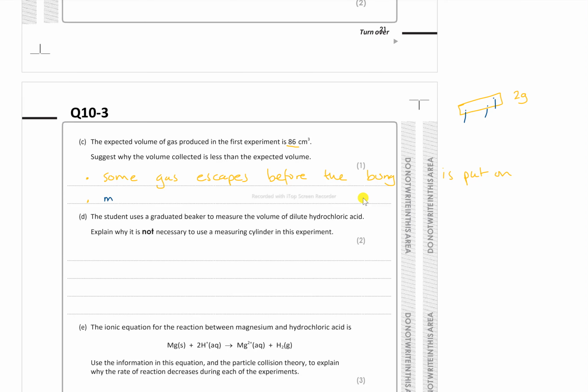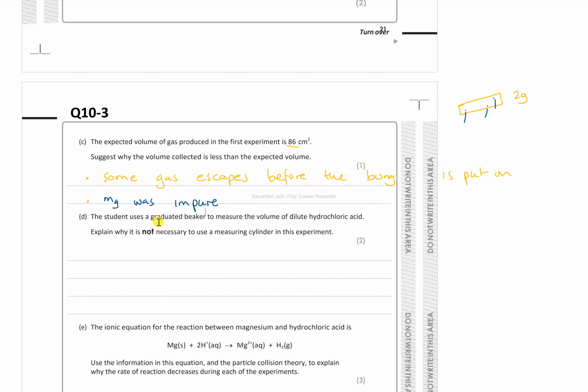So the magnesium was impure, right? So we might have had, I don't know, a layer of magnesium oxide, a layer of oxide on it. So I ended up weighing the oxide.